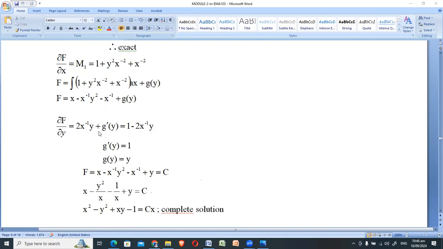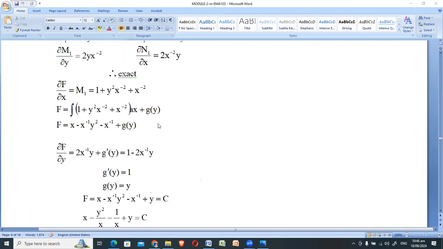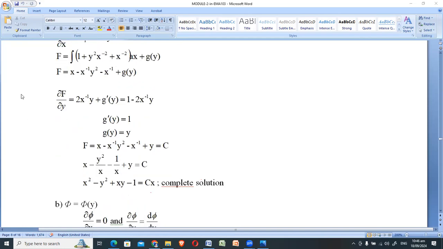After you have done partially differentiating your answer here with respect to y, you equate it with the new n. Okay, this is your new n. So if you equate it, you'll be able to see that this one, your 2x raised to negative 1 here, and this one will get cancelled. Now, by the way, there's a typo here. This should be negative because you see here that's negative. So when you partially differentiate with respect to y, it should be negative 2x raised to negative 1 y. So you can cancel this both. You will have g prime of y equal to 1.